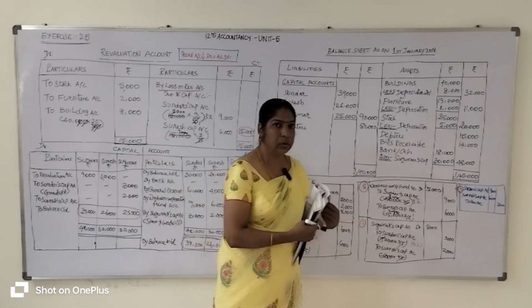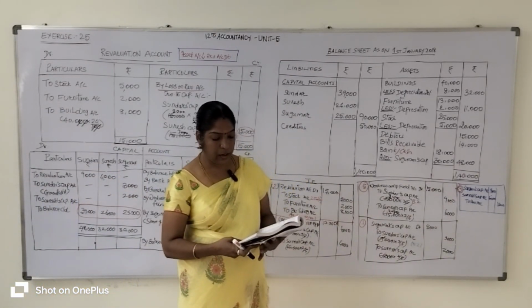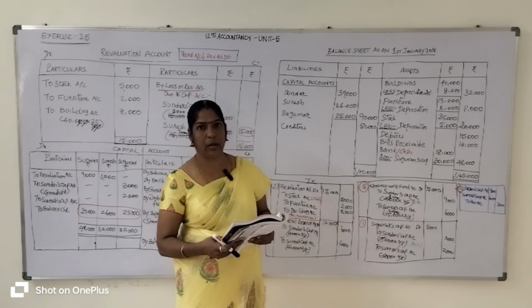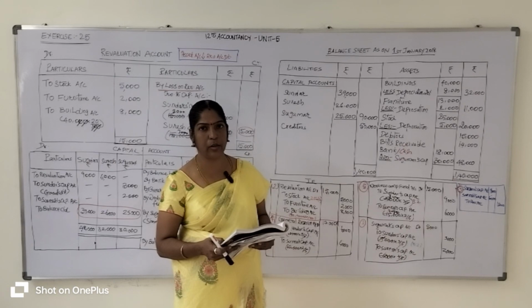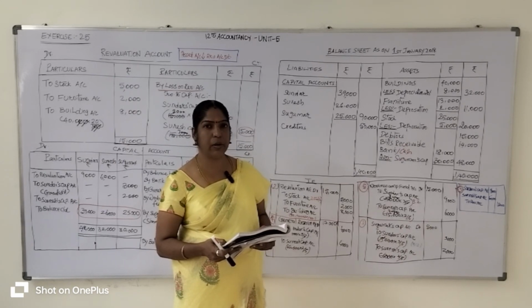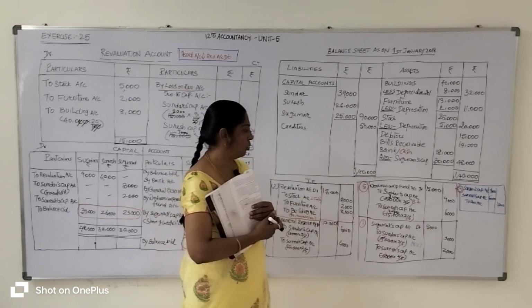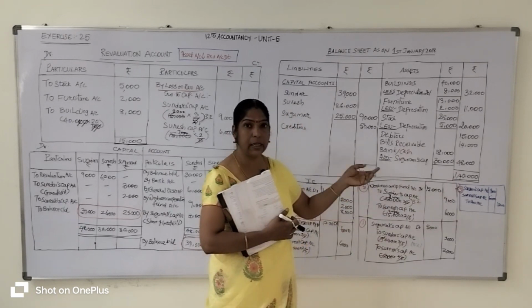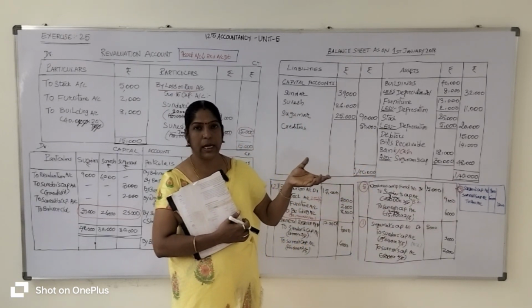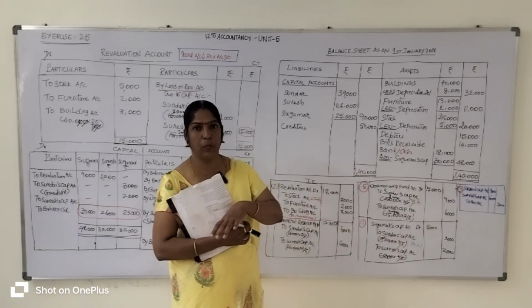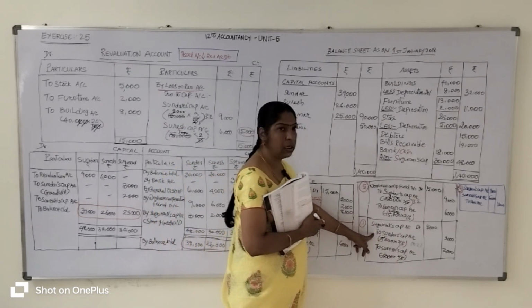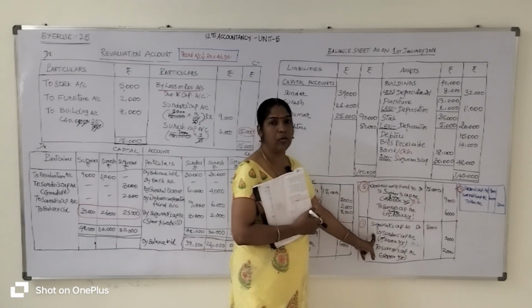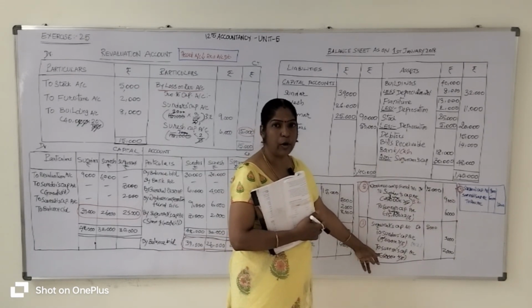Then come to the share of goodwill. The new partner Sukumar does not contribute the share of goodwill, 5,000 rupees, so it will be taken from Sukumar's capital account. What is the journal entry? Immediately that 5,000 rupees share of goodwill is distributed to the old partners' capital accounts with their sacrificing ratio, which means the old profit sharing ratio. Sukumar's capital account to old partners' capital account.